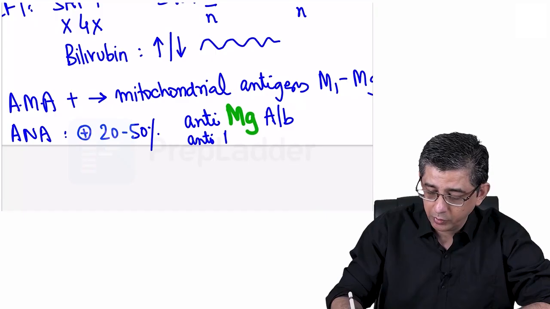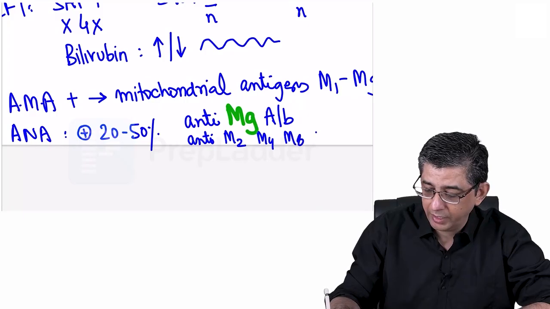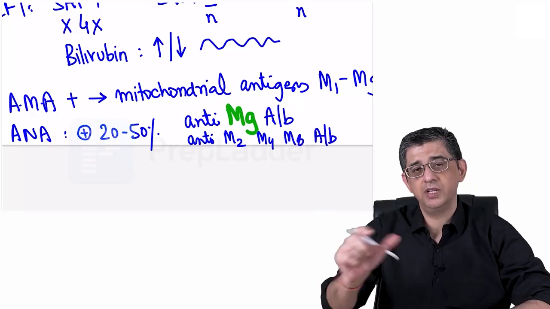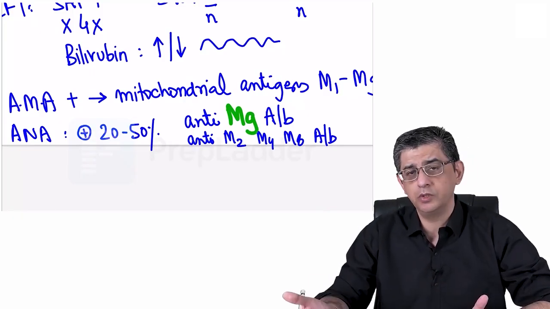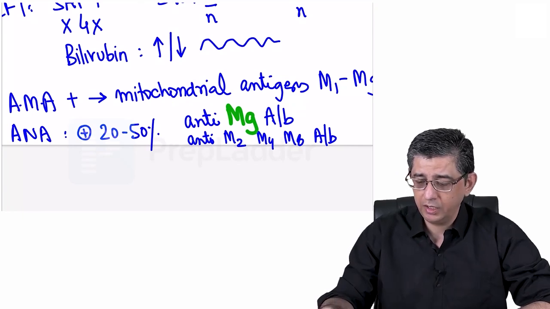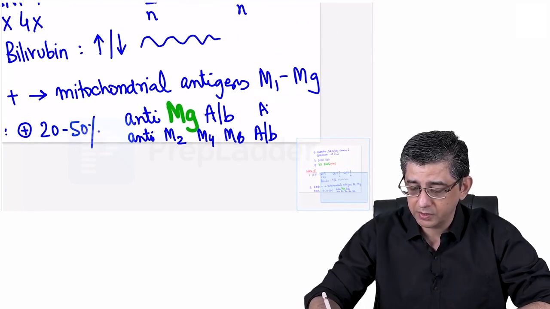I'll just write the report before you. The report will say anti-M2, anti-M4, M8 antibody present. These are just ways that the examiner will try to upset your rhythm by just mentioning the names of the mitochondrial antigens. These are technically called as AMA profiles.